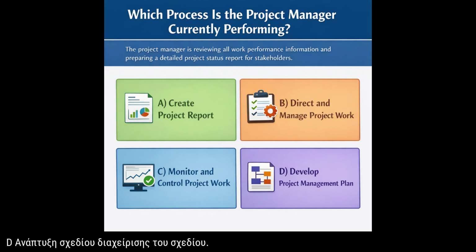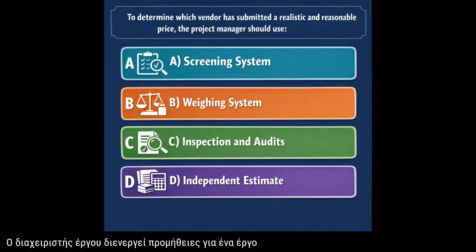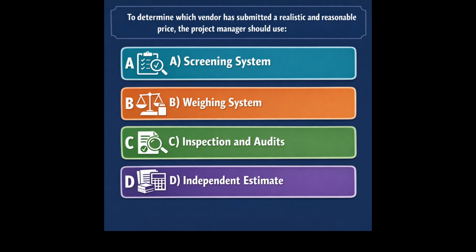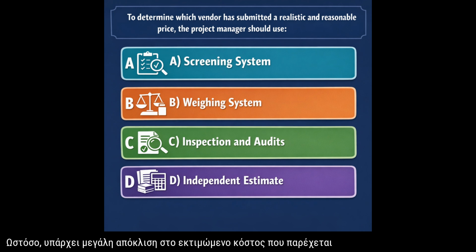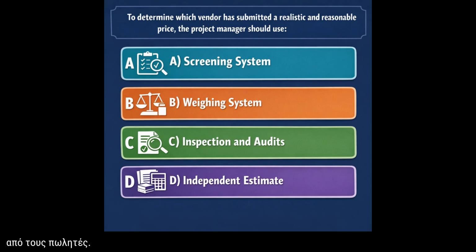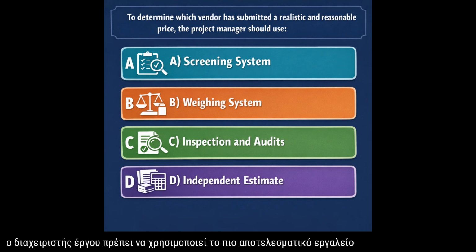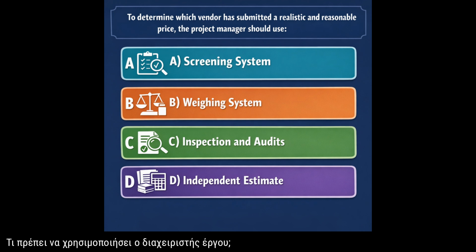The project manager is conducting procurement for a project and has received several bids from potential vendors. However, there is a wide variance in the estimated costs provided by the vendors. To determine which vendor has submitted a realistic and reasonable price, the project manager needs to use the most effective tool or technique. What should the project manager use? A. Screening system, B. Weighing system, C. Inspection and audits, D. Independent estimate.